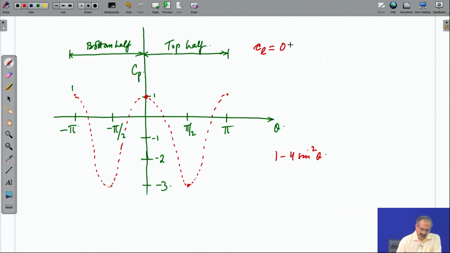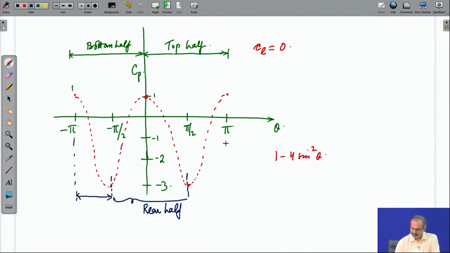Similarly, try to see how it is between the rear and the front. So, the rear half is basically spanning between minus pi by 2 and pi by 2. So, that is the rear half, and these two segments, this one here and the other one here, these comprise the front half.